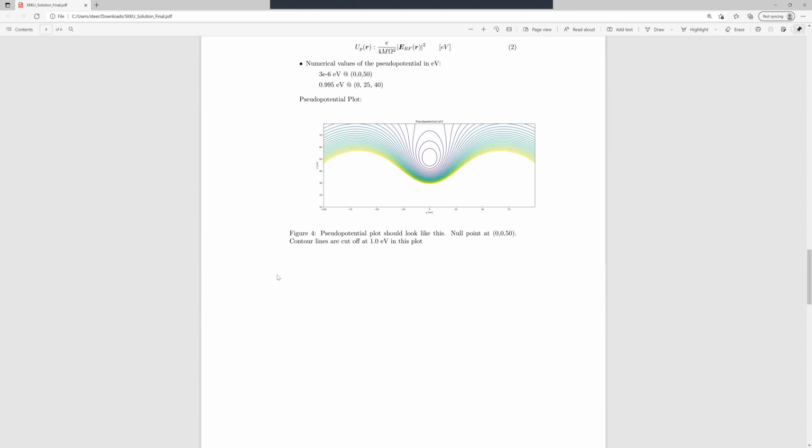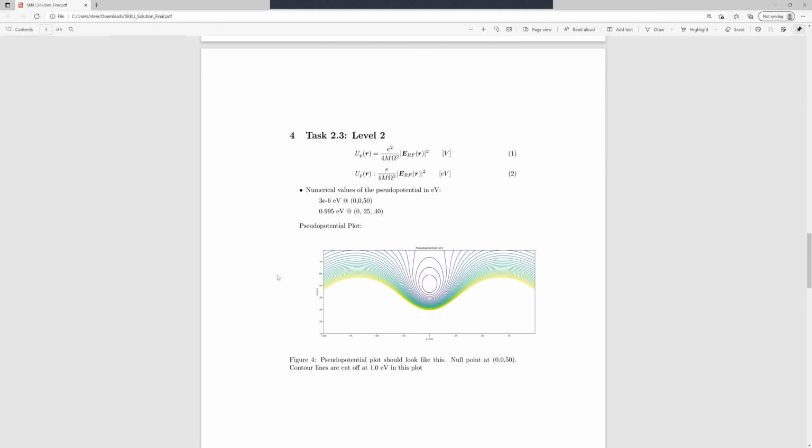For the next task, we asked to calculate the pseudo potential of the same trap configuration that we used for the previous task.